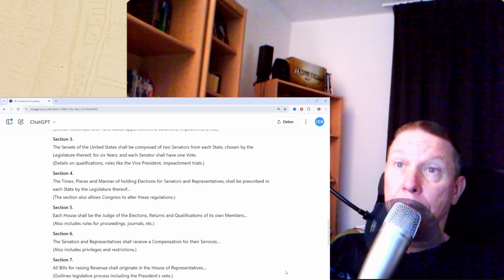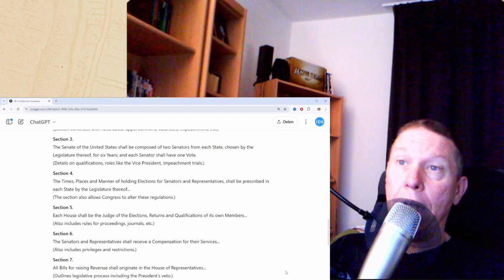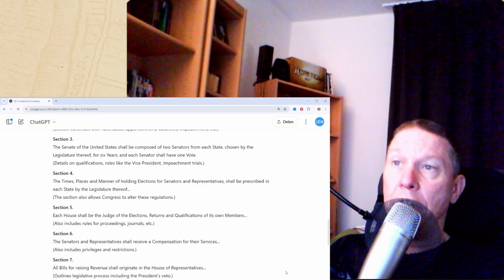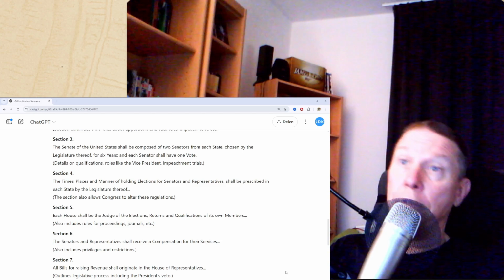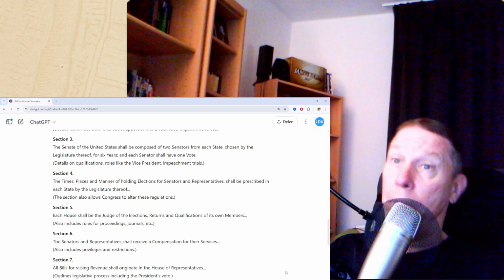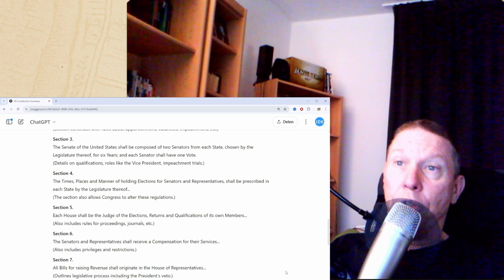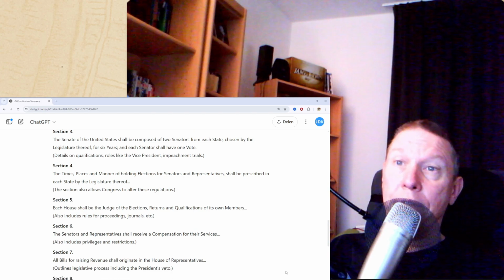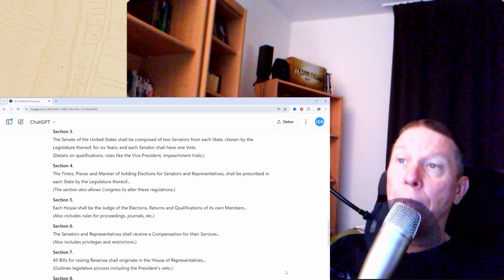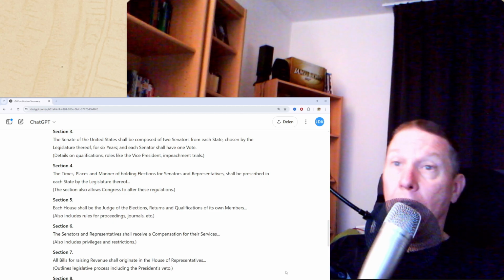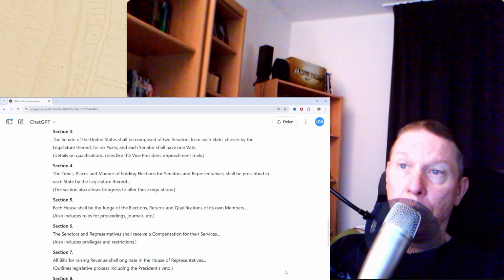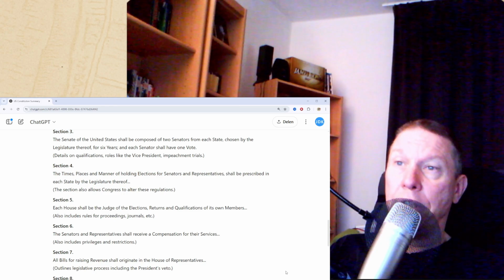Section 6. The senators and representatives shall receive compensation for their services. Okay, they get paid for the job. It also includes privileges and restrictions. Section 7. All bills for raising revenue shall originate in the House of Representatives, and then it outlines the legislative process, including the President's veto.